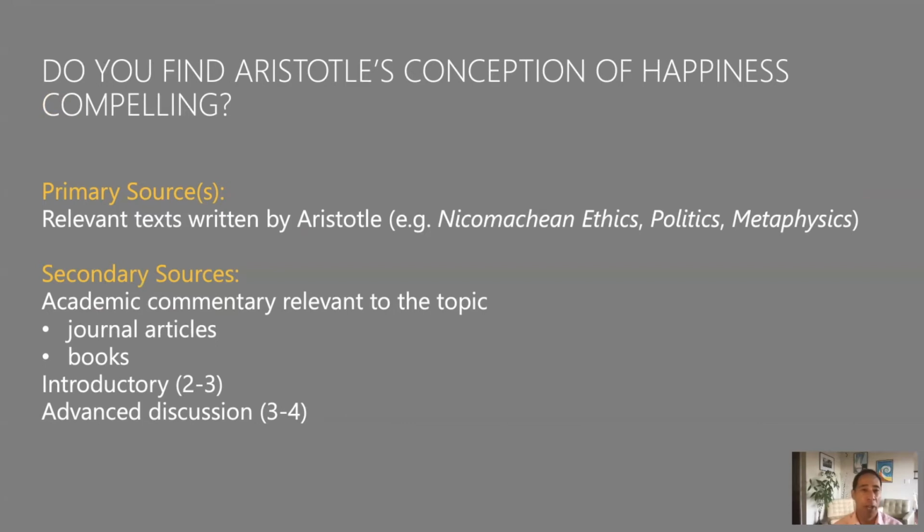It's a kind of question you'll encounter in an ethics class that takes Aristotle's notion of virtue ethics seriously, or it might be a question like this arising in an ancient Greek philosophy class. So in this case, the text written by Aristotle would be the Nicomachean Ethics, and perhaps I might look at his Politics and Metaphysics. And secondary sources are academic commentary relevant to the topic.